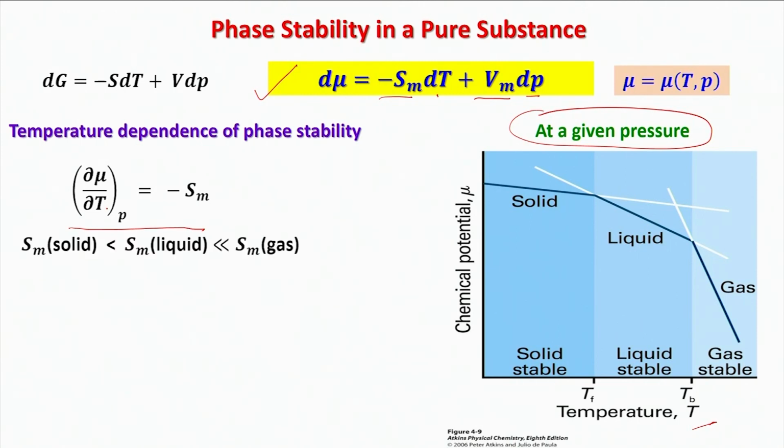Why is that so? That is because I know that the molar entropy of a solid phase of the substance is less than the molar entropy of the liquid phase, and each of these values is much less than the molar entropy of the gas phase. Why is this so? That is simply because in the gas phase I have maximum disorder at the molecular level.